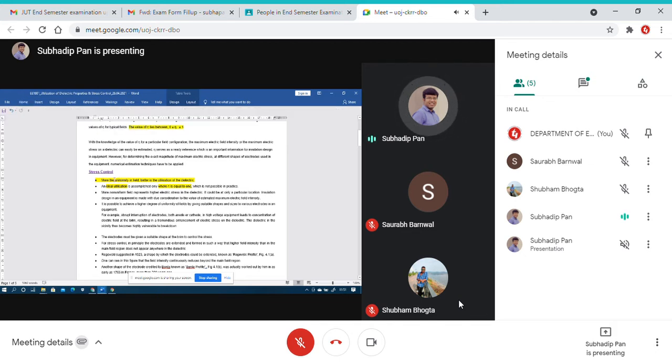Okay, so now the third point is the more non-uniform field. We have discussed the uniform field, now we will discuss the non-uniform field. More non-uniform field represents the higher electrical stress.